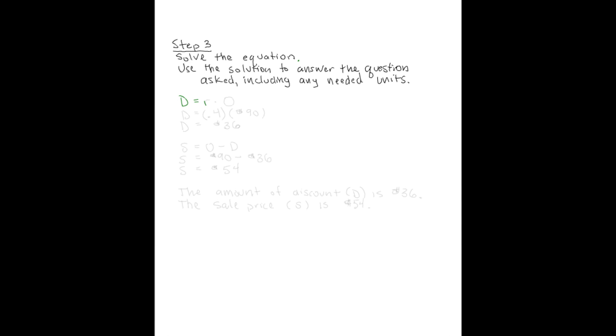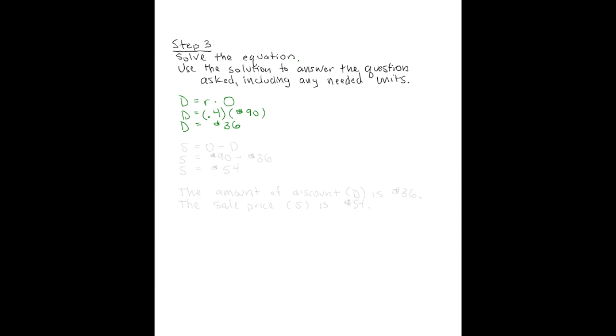We had D is equal to R times O, and we wrote that D was equal to 0.4, and that was being multiplied by $90. Okay, we do our decimal multiplication, and we find that gives us a discount of $36. If you were to try that problem on your own and you're not quite sure where 36 came from, please refer to the Pencast on decimal multiplication. That will explain that process to you. It will tell you where 36 came from.